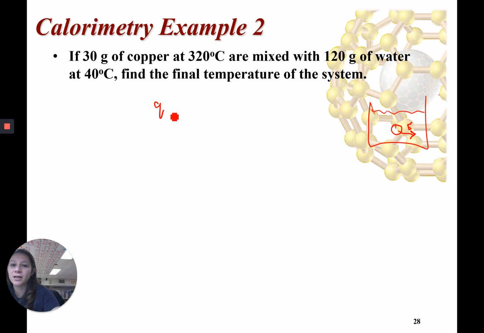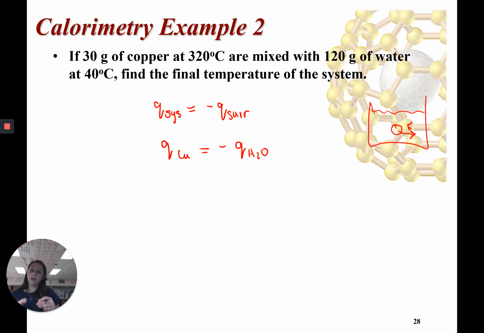So I'm going to start by saying Q of system equals negative Q of surroundings. Next, ID your system and surroundings. Well, I have copper and I have water. It doesn't matter which one you pick as your system and which one is your surroundings, but I'll say Q of copper equals negative Q of water. If you said Q of water equals negative Q of copper, same thing.